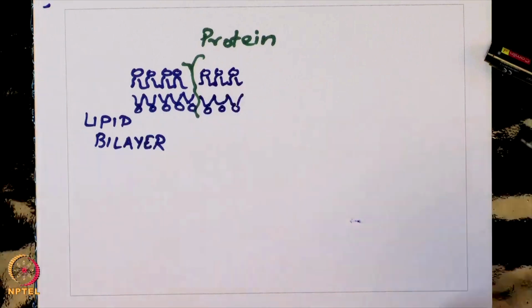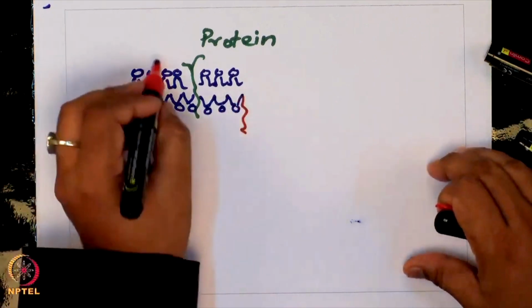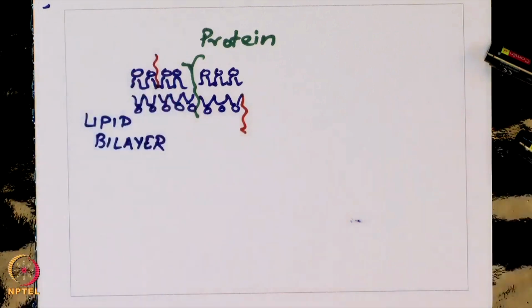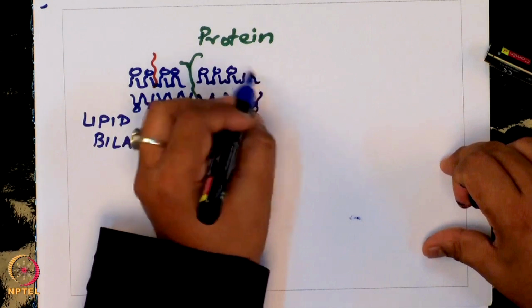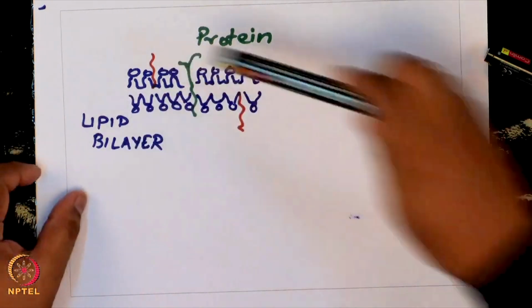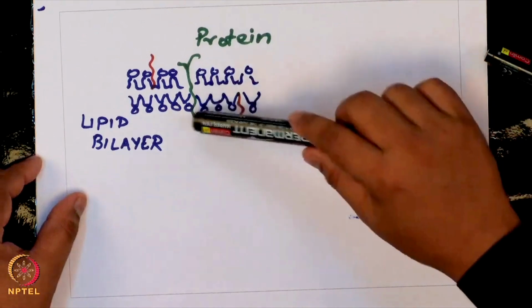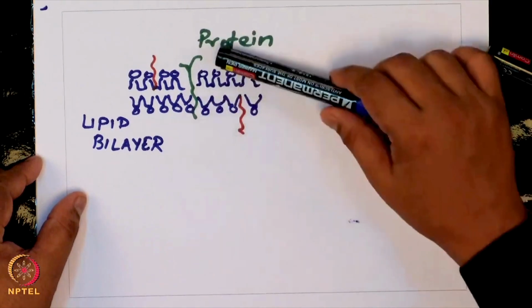So, there might be some proteins. What you see, I have drawn 3 different proteins. One green protein which spans the entire lipid bilayer.